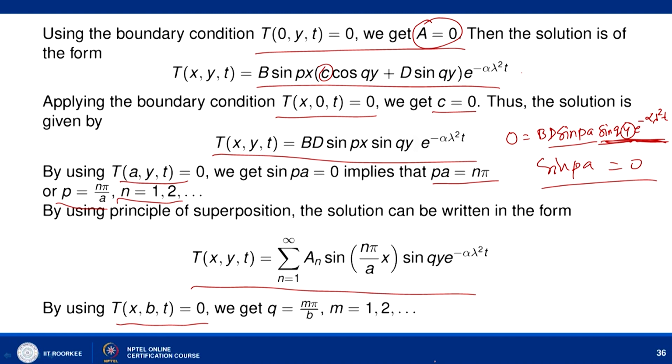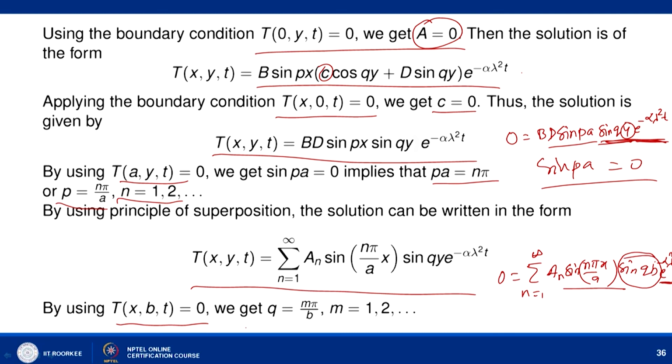So, T(x, b, t) equals 0. What will you get? We have 0 equal to the summation n equal to 1 to infinity of A_n sin(n pi x by a), and here we have sin(q b) into e to the power minus alpha lambda square t. Now, this is non-zero, this is non-zero. So, this is possible when sin(q b) is equal to 0.